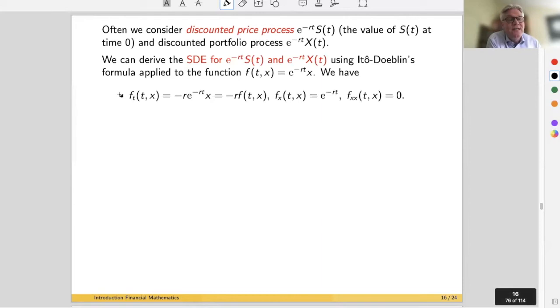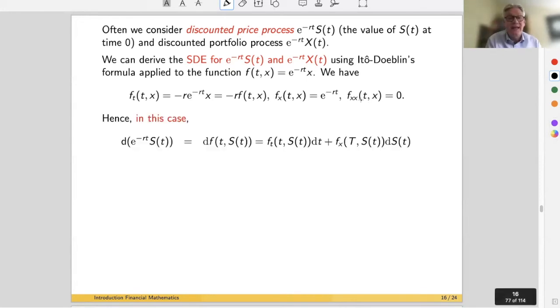So df dt for this one is minus r e to the power minus rt times x, which is equal to minus r times f itself. df dx, well, x is here just x to the power 1, so that cancels out for the first derivative. That is e to the power minus rt. There's no x anymore appearing here, so the second derivative is equal to 0. With the second derivative equal to 0, we will also not list that term in our Ito-Doeblin formula.